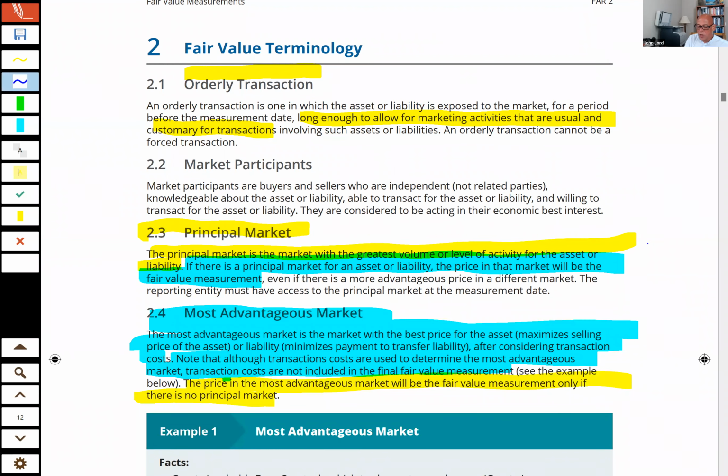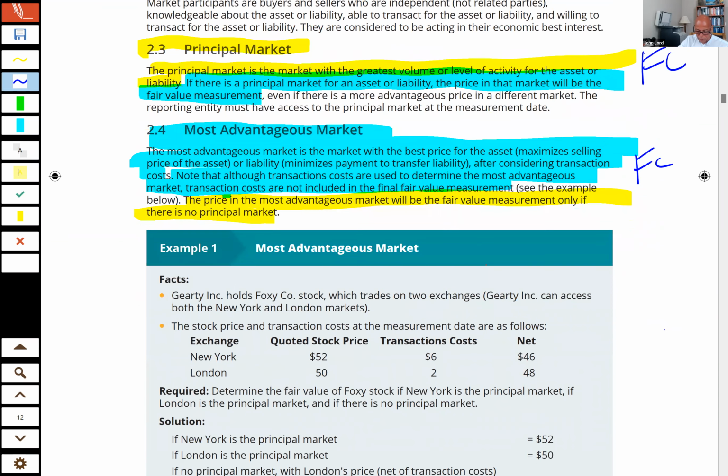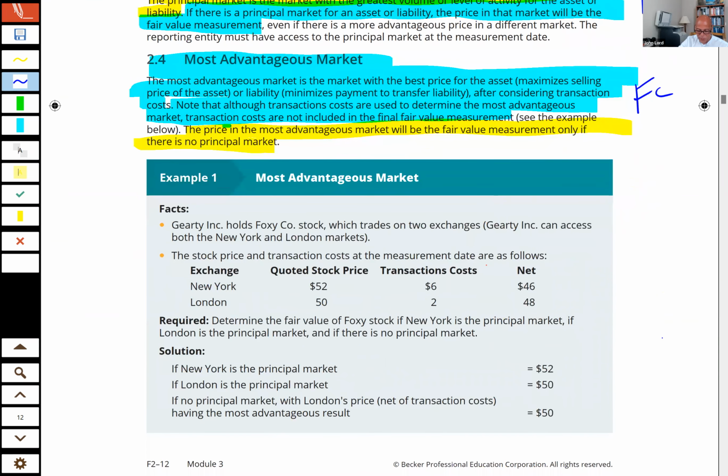So what happens? First, you look to the principal market. If there is no principal market, you use the most advantageous. You use the most advantageous after you consider transaction costs, but when you report the fair value, you don't include the transaction cost in the reporting of the fair value. Now you look at that and you're like, what? Let's look at this example. Very nice little example, and I think you'll see it's a piece of cake.